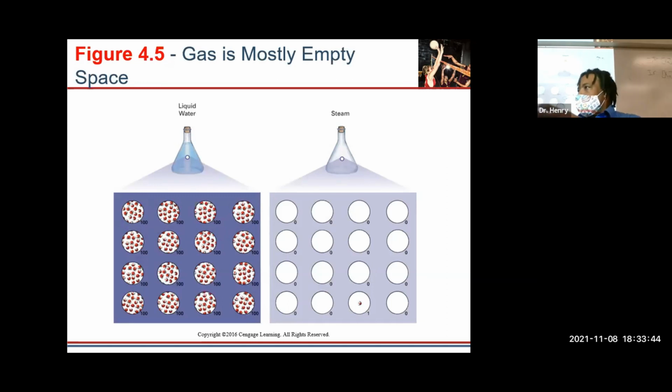So it's going to be able to expand within that region, right? And it's going to try to occupy as much space because those molecules are moving, okay?